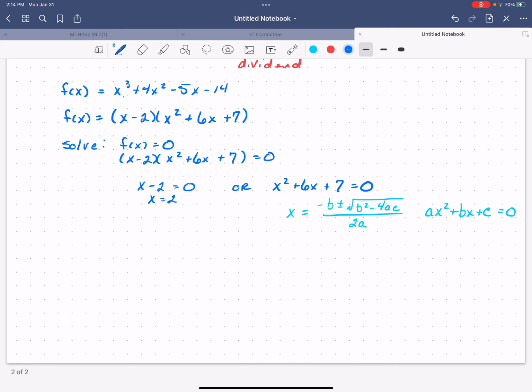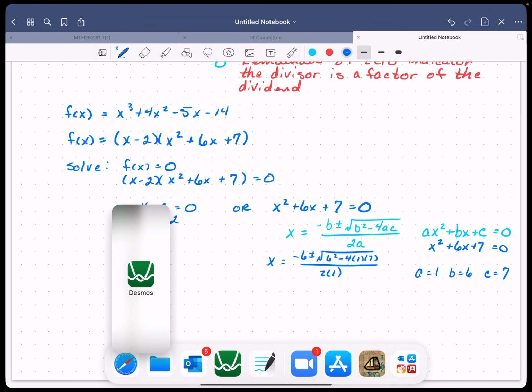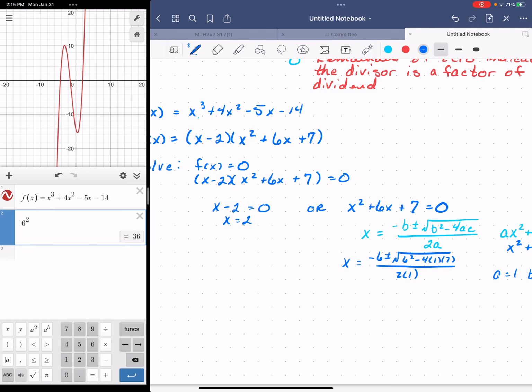So applying this formula to this quadratic, we can find that x is going to be negative 6 plus or minus the square root of 6 squared minus 4 times 1 times 7 all over 2 times 1. Because in this case, my polynomial is x squared plus 6x plus 7, so I know that a equals 1, b equals 6, and c equals 7. So let's do a little number crunching here. Six squared minus 4 times 7 is 8. So my x is negative 6 plus or minus the square root of 8 all over 2.